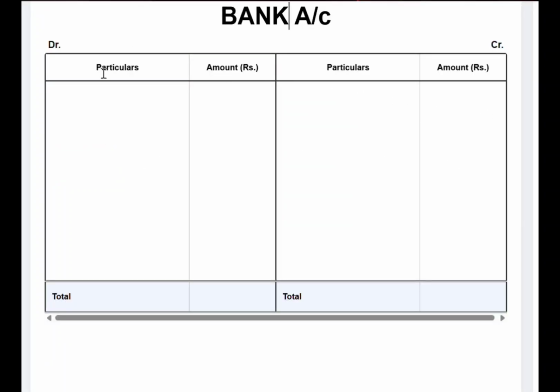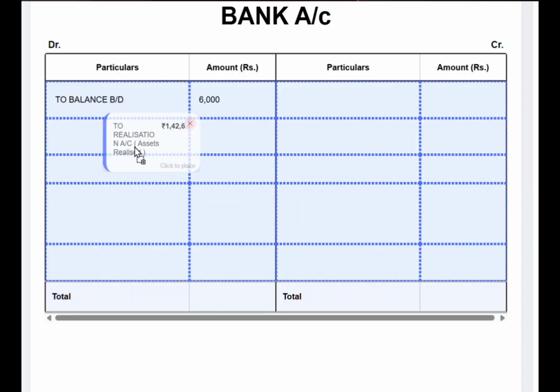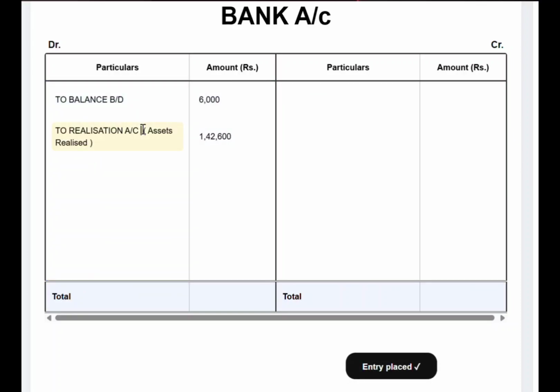First in the bank account, we have to bring down the opening balance from the balance sheet. That is the bank balance from the balance sheet. So this will be to balance brought down 6,000, which is given in our balance sheet. Now next we have to write down the total of all the assets that are realized. That is the amount that is received by the firm on dissolution of a partnership firm. So through the assets realized, it will be recorded on the debit side as to realization account. That is the total amount of assets realized, that is 1,42,600.